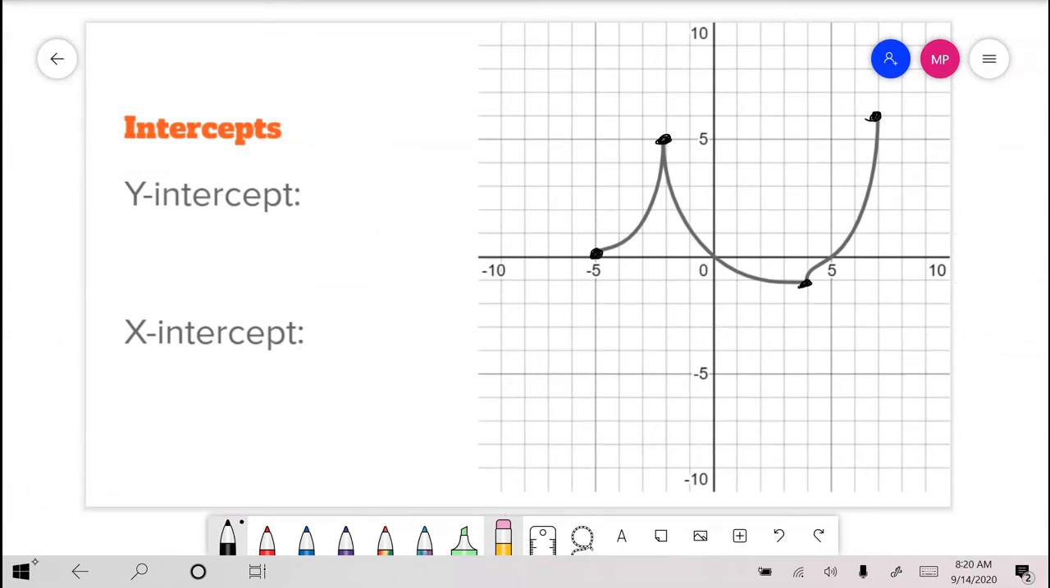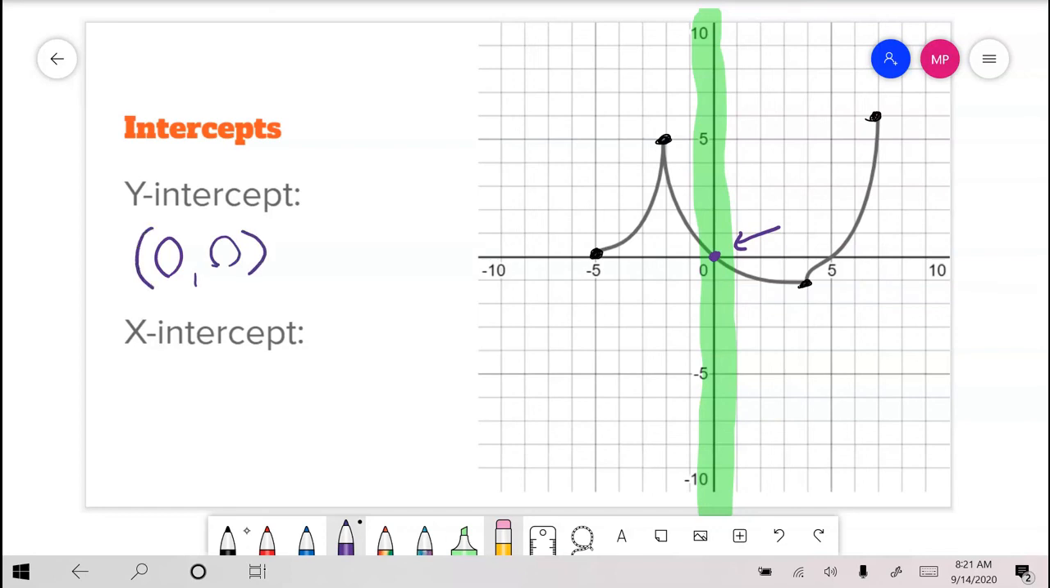Now a quick review of x and y intercepts. Remember, the y-intercept is where it crosses the y-axis. The x-intercept is where it crosses the x-axis. So if we're looking at the y-intercept first, we're looking for where it crosses the y-axis, and it looks like right here is a nice spot. So if we wanted to find that ordered pair, since we didn't move anything to the left or right, and we didn't go up or down anything, the y-intercept will be at 0, 0.